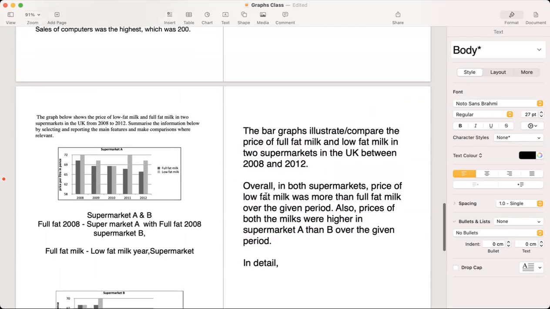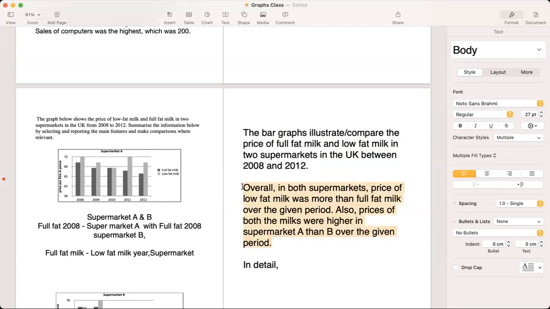We didn't give any figures here. Overall, we didn't give any data. We just told price was more. But now in the body paragraph, we are also going to mention the data. That is why we are writing in detail. Is it clear? Yes, in which we will also mention percentages, right? Yes, which one it was. Yes, okay, perfect.